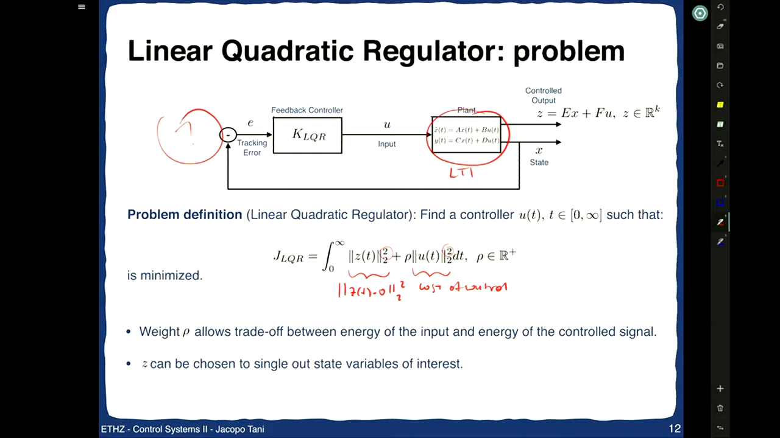So, of course, this rho is nothing but a number. Let's call it positive just for convenience. And it's a way that allows us to trade off between what we designers consider to be more important, the tracking performance or the cost of our input. Consider that this is a cost function. So it's not given by somebody. It's not like there are some theoretical considerations that impose us to write the cost function like this.